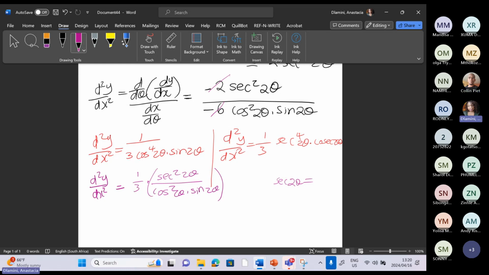Guys, what is sec theta equal to? It's 1 over cos theta. Thank you. So this is equal to 1 over 3 times 1 over cos 2 theta. But that one is sec squared, it's not sec 2 theta. Oh, sorry, it's sec squared.